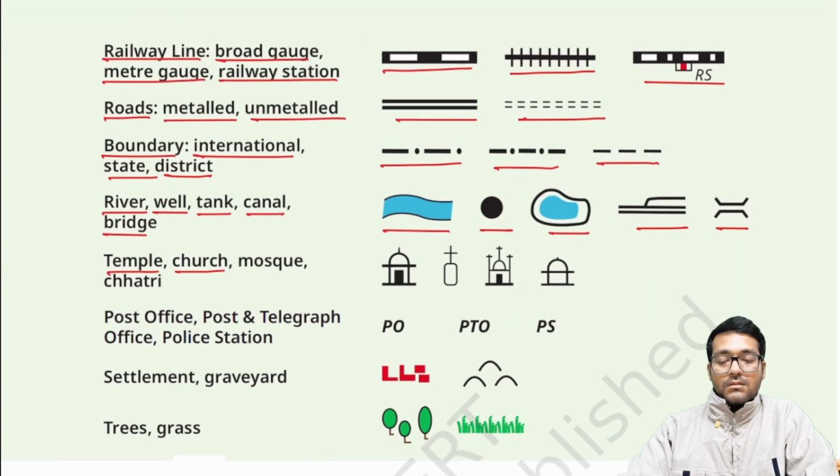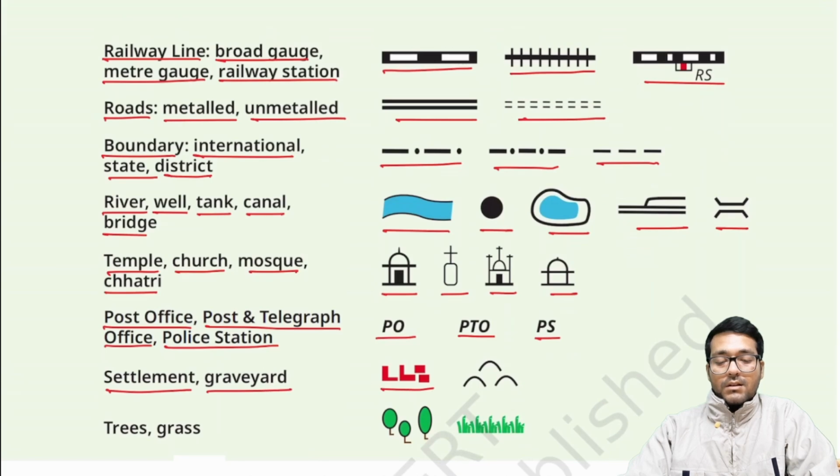Temple, church, mosque, chhatri. Post office, Post and Telegraph Office, Police Station. PO, Post Office. PTO, Post and Telegraph Office. PS, Police Station. Settlement, Graveyard. Trees, Grass.